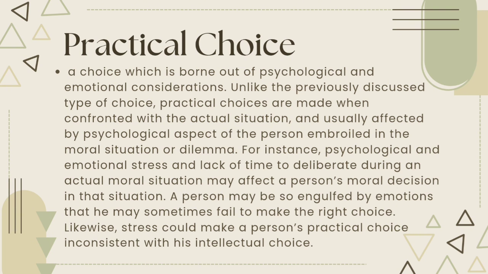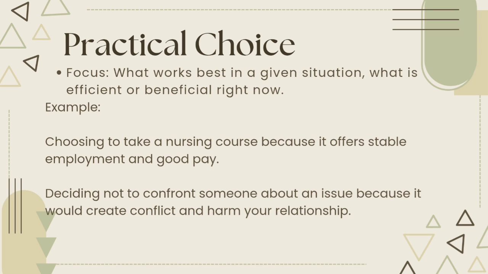A practical choice is based on what works best in a given situation, what is useful, efficient, or beneficial at the moment. It's usually influenced by emotions, pressure, or real life needs. For instance, choosing to take a nursing course because it offers stable employment and good pay, or deciding not to confront someone about a problem to avoid conflict and protect your relationship. Sometimes, our practical choices don't match our intellectual ones because real life situations involve stress, urgency, and emotions.